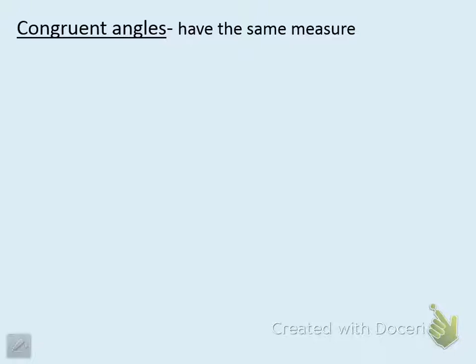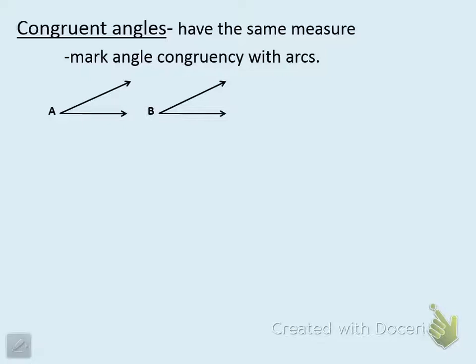Okay, congruent angles have the same measure, just like when we were doing congruent lines and congruent segments. They were congruent, they were the same. So congruent angles always have the same angle measures. Okay, so say I have these two angles, we're going to mark angle congruencies with arcs. Okay, so we have these little arcs in here to show that they are congruent.